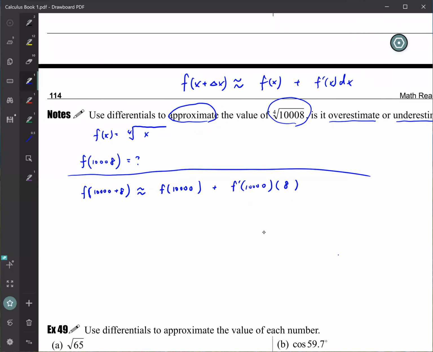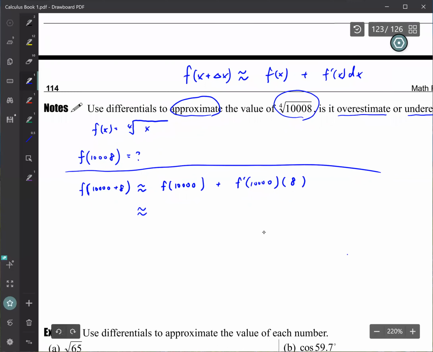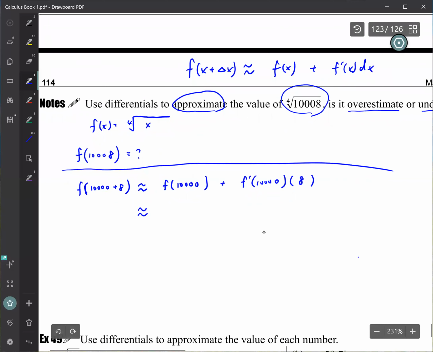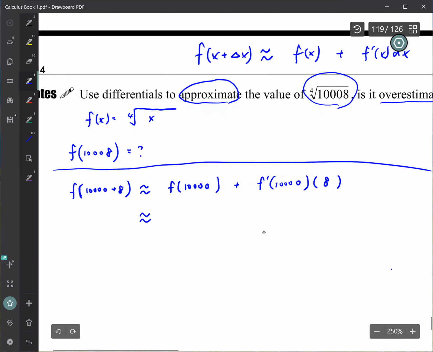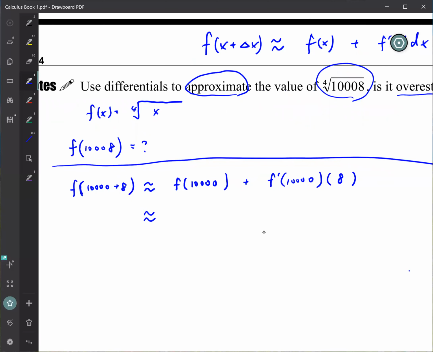So after this, we just calculate each part, right? F of 10,000. And also the reason why I choose to split it with 10,008 instead of 10,007 plus 1, right? Why not choose the other one? Because this one has a bunch of zeros, so it's just easier to do. That's right. Yeah, we choose it so then we can do it without the calculator help at all, right? 10,000, I can sub it into the fourth root, right? And I can figure out very quickly.